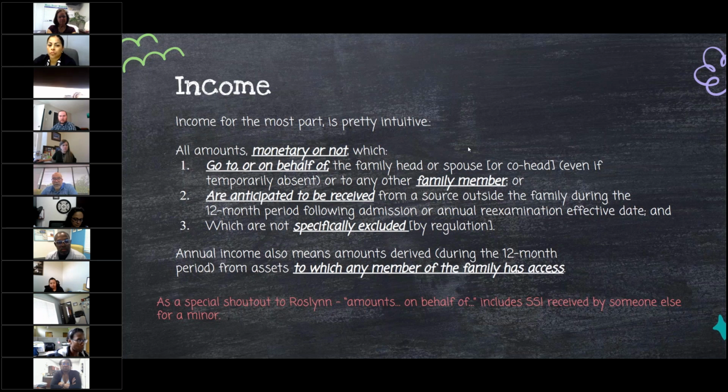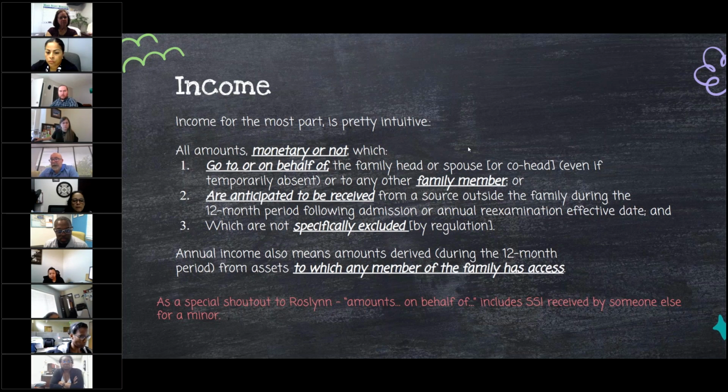And then lastly, on that asset part, to which any member of the family has access. So kind of the reverse of Rosalind's point. If you don't have access to the asset, it's not your asset. It may be your income, but not your asset.